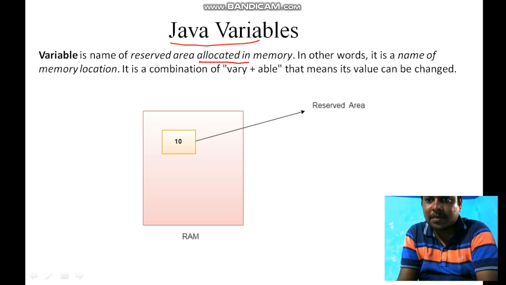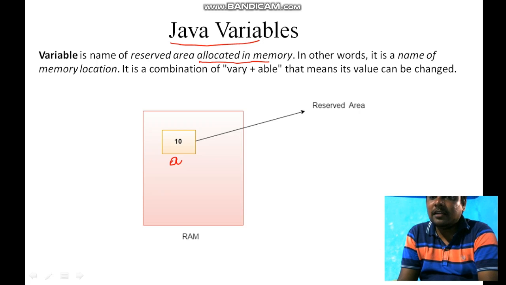For example, in a memory, we are allocating a memory to store the data. We are giving a particular name for that. For example, here we are giving A, or any name, to a memory location to store data. That is called a variable.